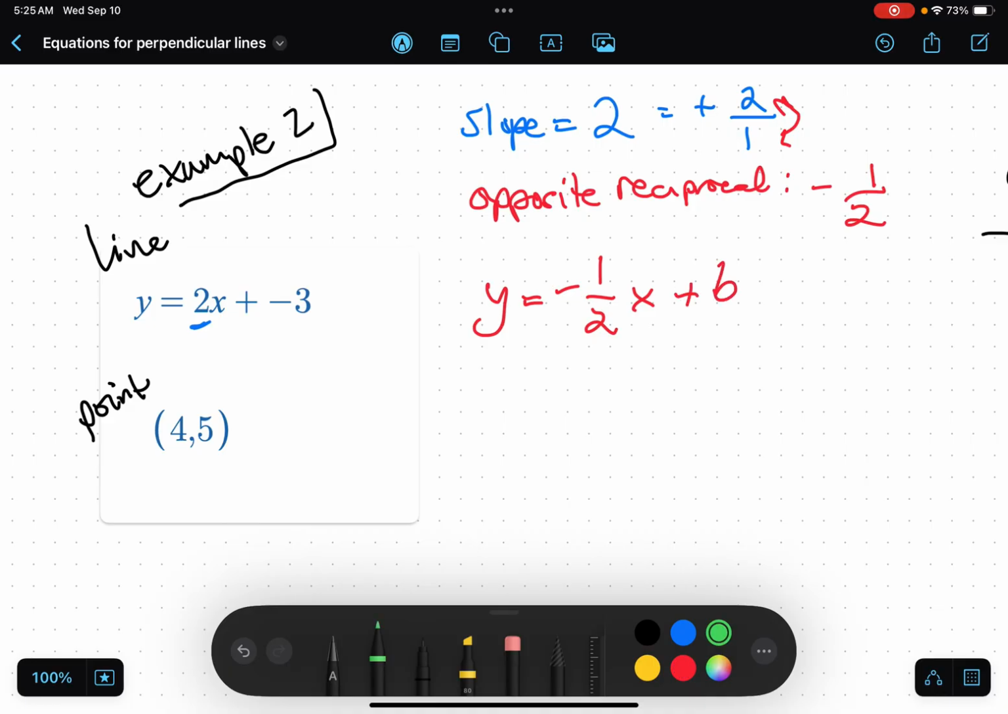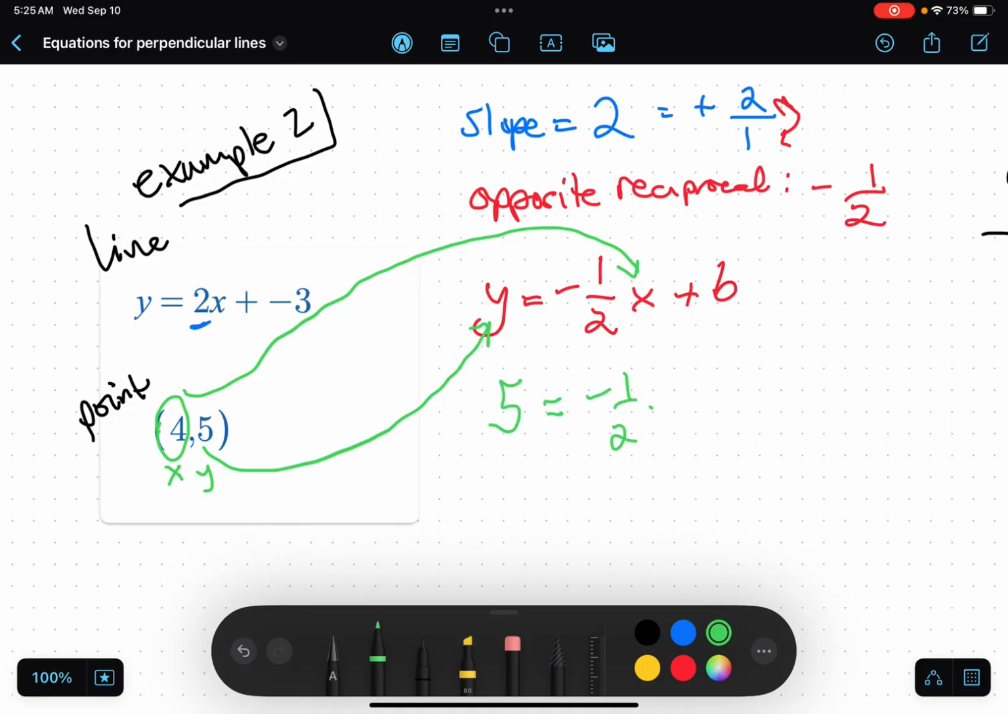So here's where I just follow the steps I already learned. I'm going to plug in the point that's been given to me and figure out what b has to be. So make sure you keep track of which one's x and which one's y. All right, so my new equation turns into 5 equals -1/2 times 4 plus b.